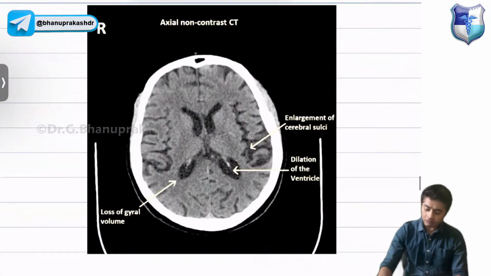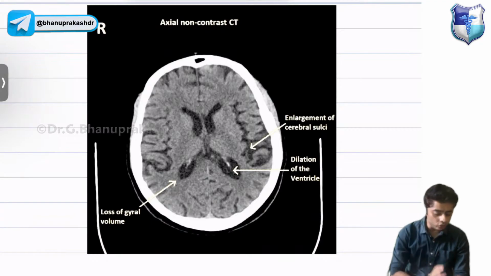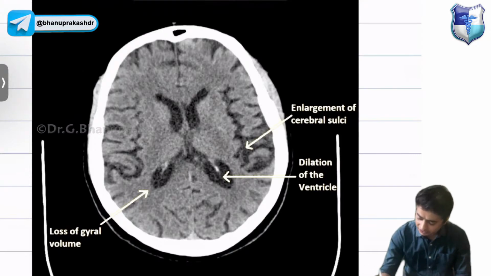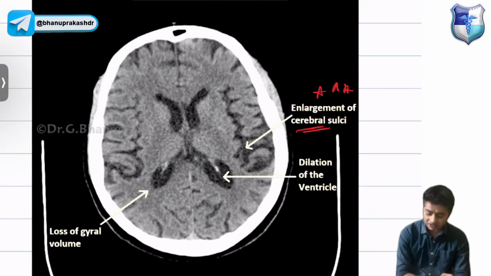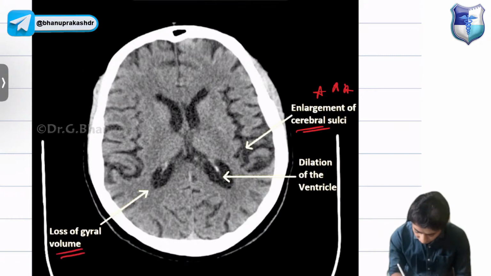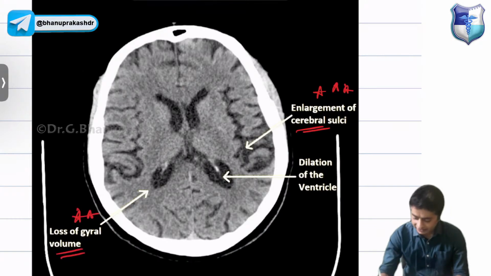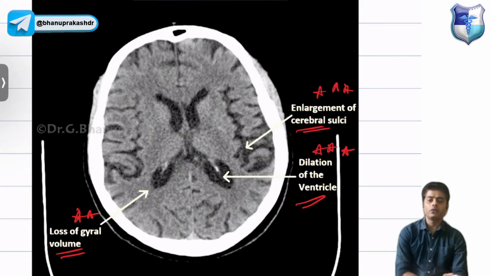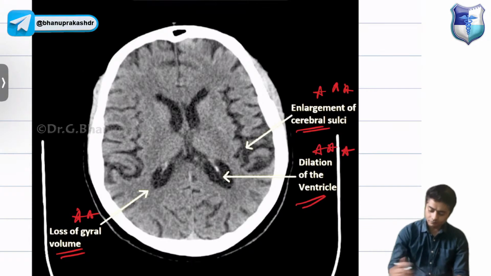Someone has brought a CT scan of a patient of Alzheimer's disease. What will we see? There is enlargement of cerebral sulci, loss of gyral volume, and dilatation of the ventricle.